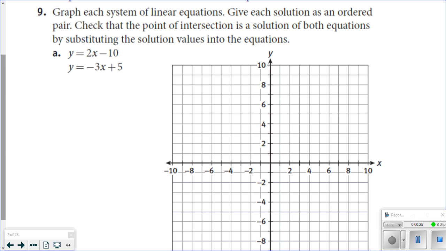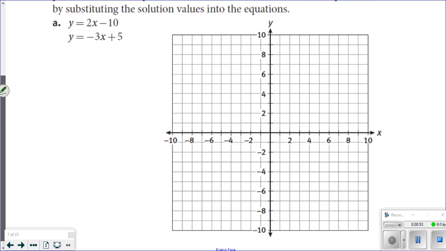We're going to graph these two equations and see whether they have one solution, no solution, or infinitely many solutions. If I look at both of these, they're already in slope-intercept form, y equals mx plus b. So y is completely by itself, or solved for. It's alone, so I don't have to do any work in the beginning.